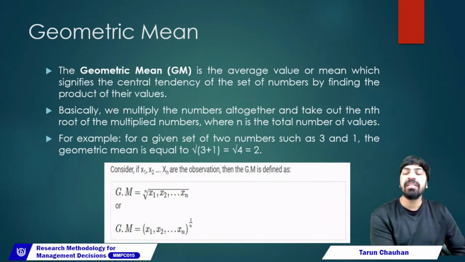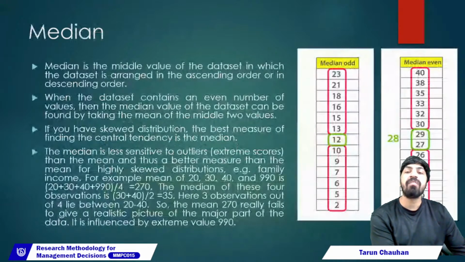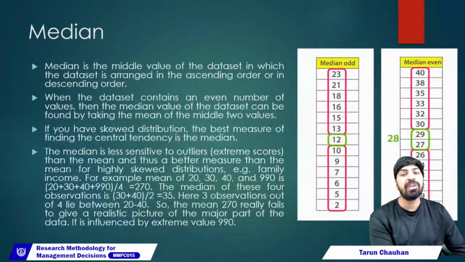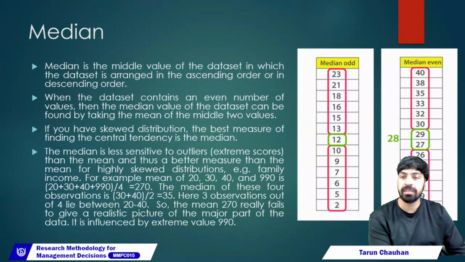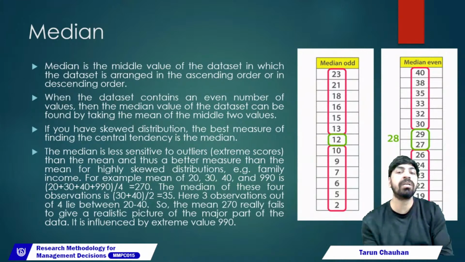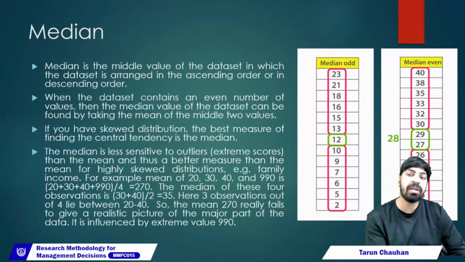Let's talk about the median. Median is the middle value of a data set which has been arranged in ascending or descending order. So if raw data is given to you in a particular question, first arrange it into ascending or descending order, then calculate the median.